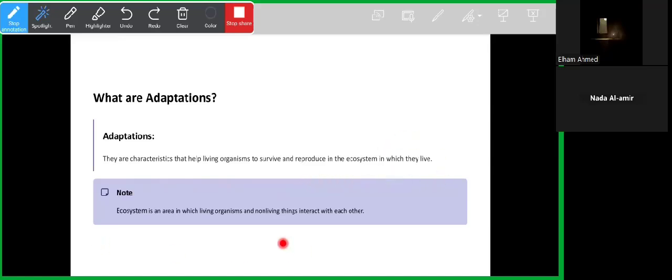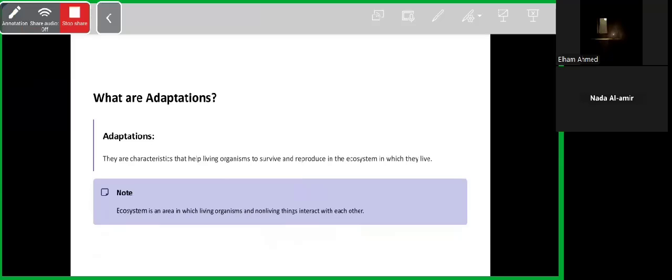Here's a quick note. What is an ecosystem? An ecosystem is an area in which living organisms and non-living things interact with each other.